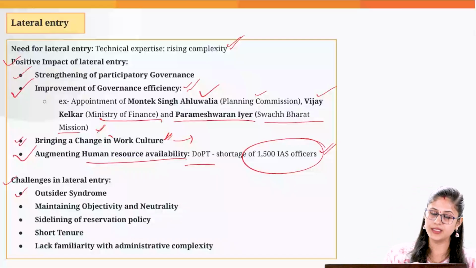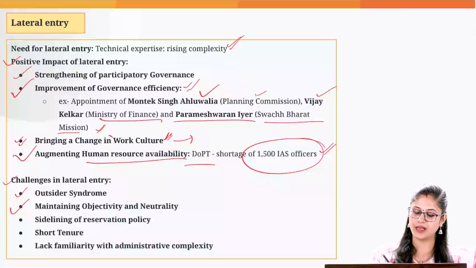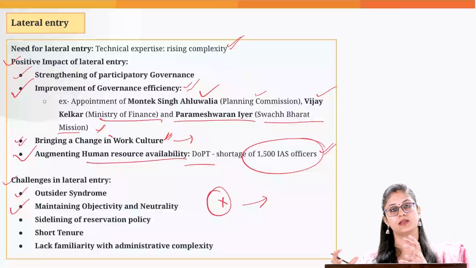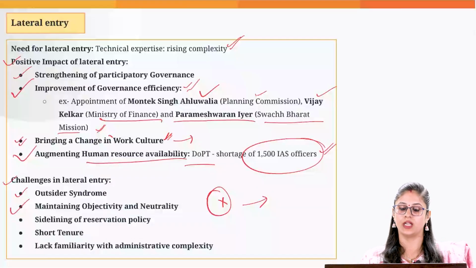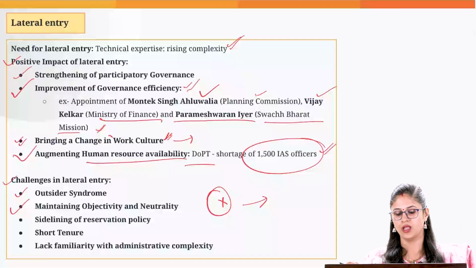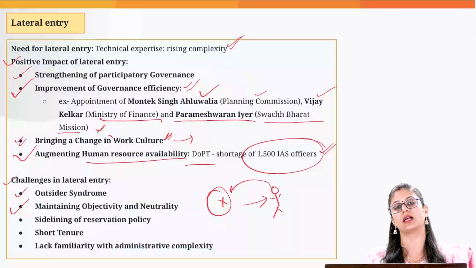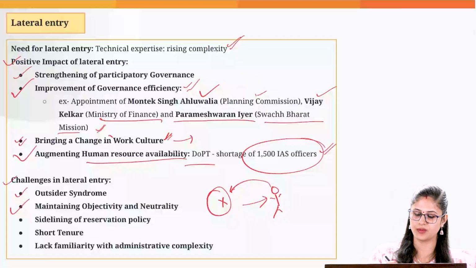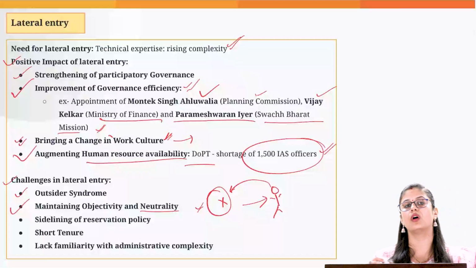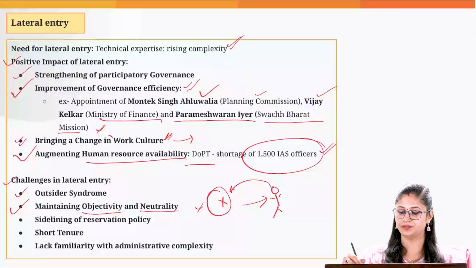Another issue we might witness is this: let's suppose a lateral entrant has worked with a company X. Now we have incorporated him into the civil service as a lateral entrant, and the government comes up with some policies for regulating companies. This person, who was previously associated with the company, might give certain favors to that particular company. So there is an issue of objectivity and neutrality. There could be concerns of conflict of interest also.